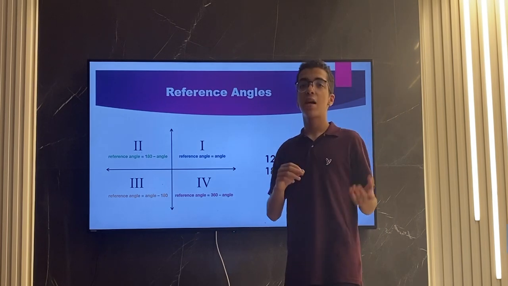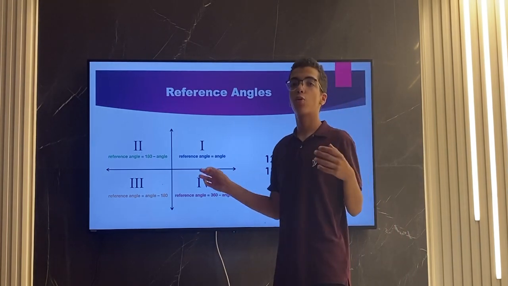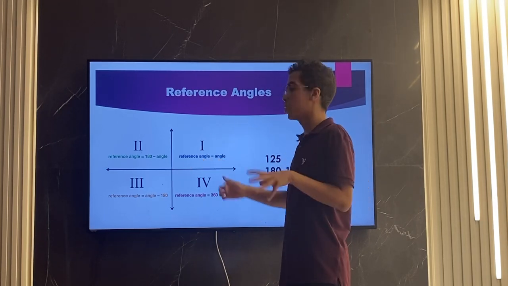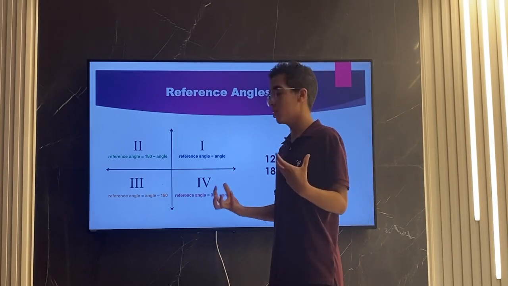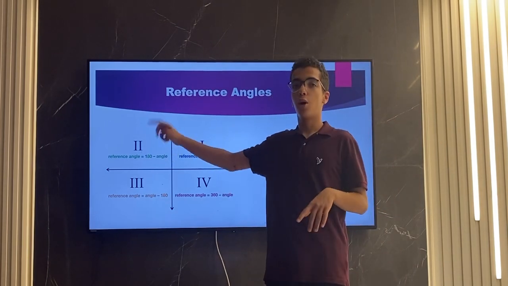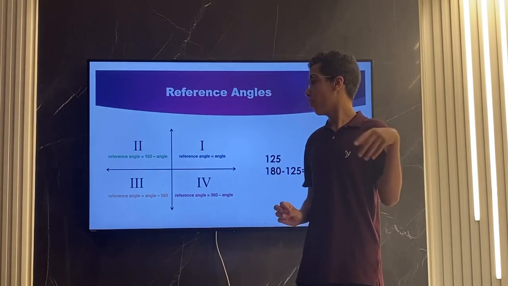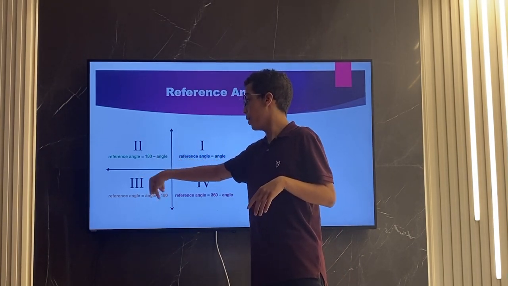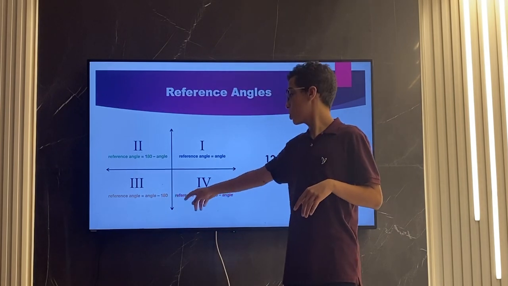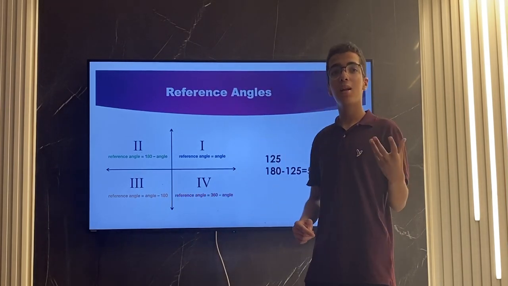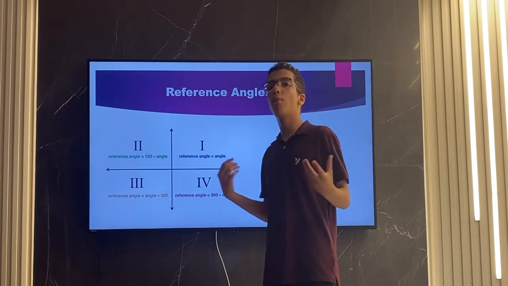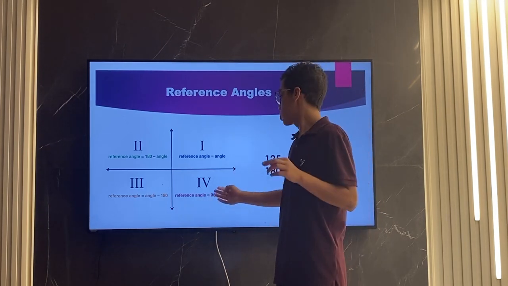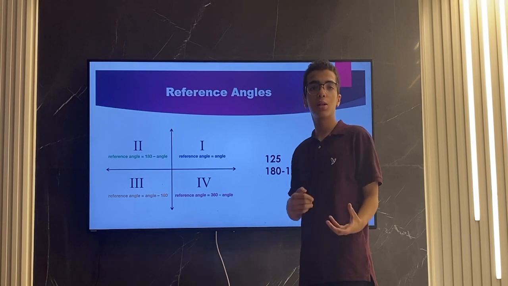Reference angles. To get the reference angle of any angle, we need to know in which quadrant it is. So if it's in the first quadrant, between 0 and 90, we use this formula, which states that the reference angle of any angle is equal to this angle. And if it's between 90 and 180, we'll use this formula, which states that the reference angle equals 180 minus the given angle. If we're given an angle between 180 and 270, we'll use this formula, which states that the reference angle equals the angle minus 180, and if it's between 270 and 360, we'll use this formula, which states that the reference angle equals 360 minus the given angle.